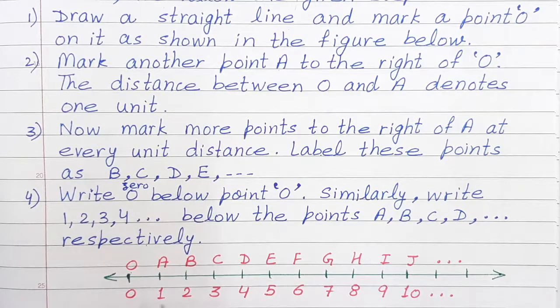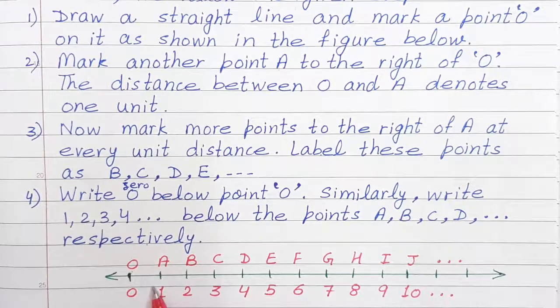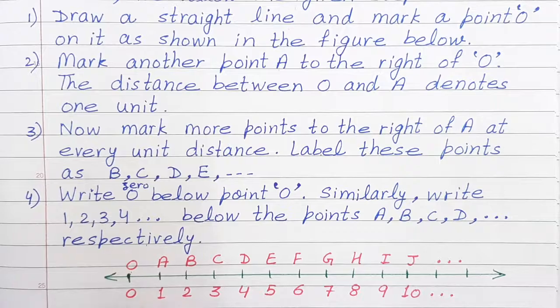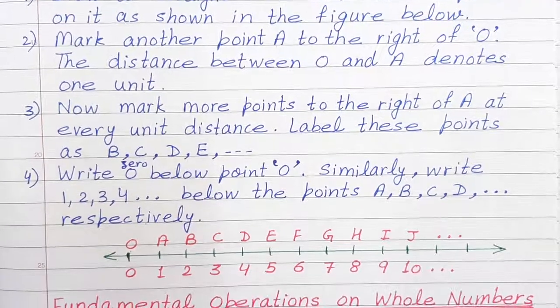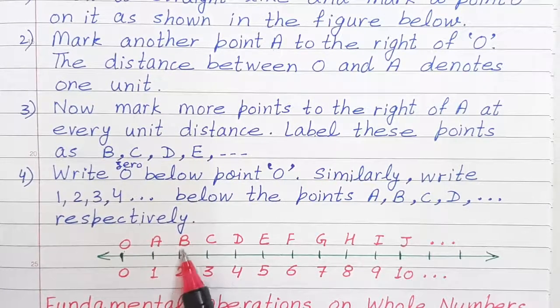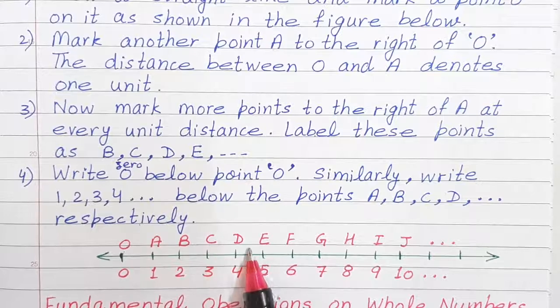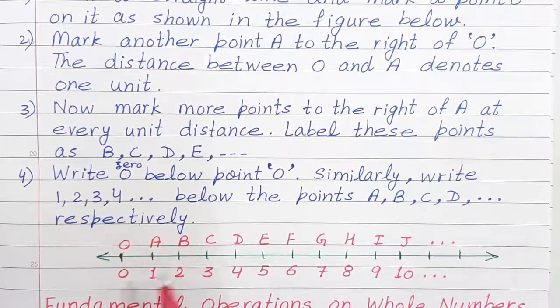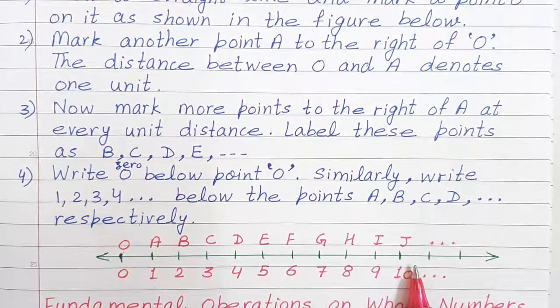Step number 2 is mark another point A just right to O. The distance between O and A denotes 1 unit. Clear? Now step number 3 is mark one more point to the right of A, that is B, then C, D, E and so on, right? And make sure the units are same. The distance between all the points should be same. That is very, very important.